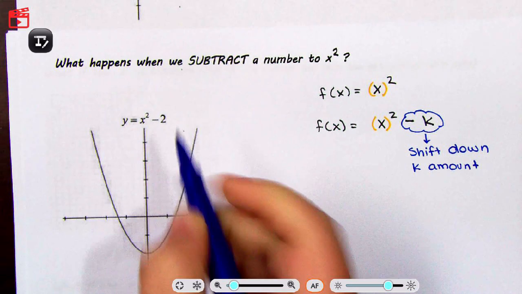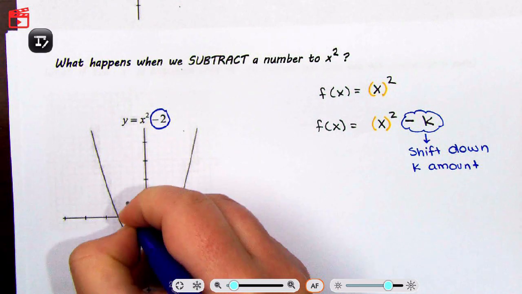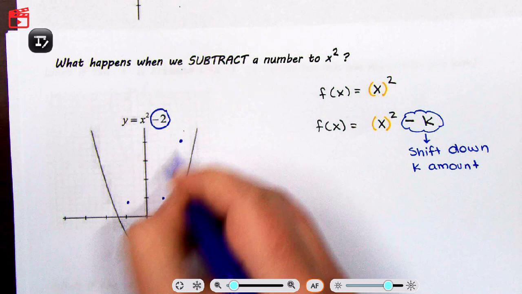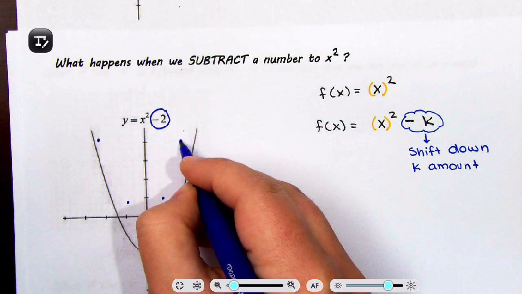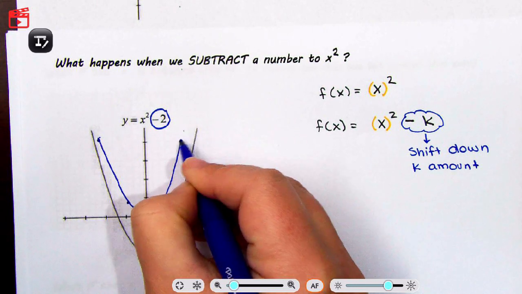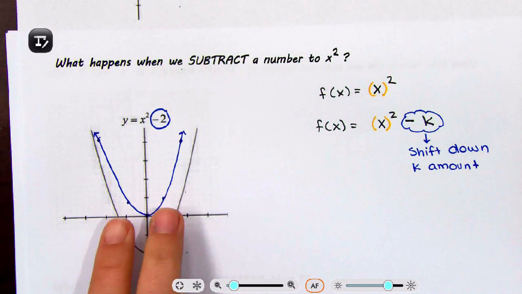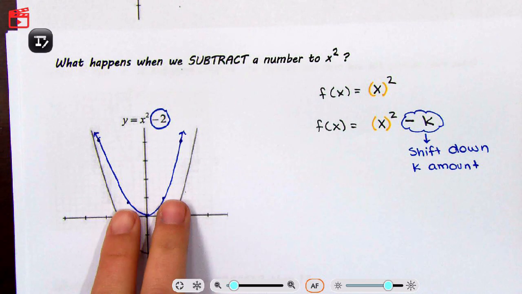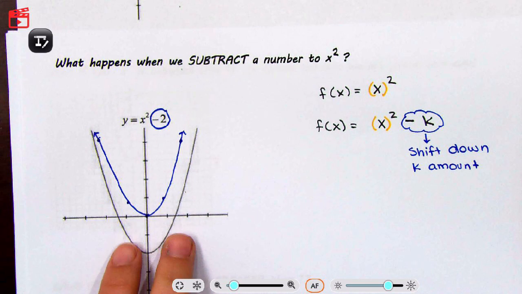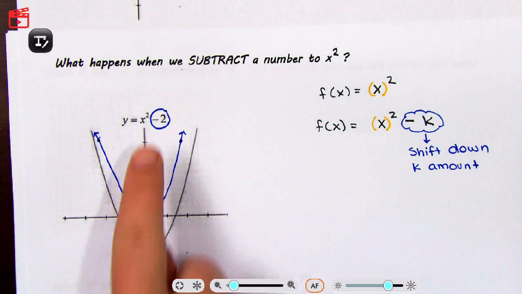So for example, we had a minus 2 here. Let me quickly sketch out the parent function. Must not forget the arrows. So here's your parent function. So if I was to pick this blue curve up and then drop it 1, 2 things down, I have now shifted down the parent function 2 spots.